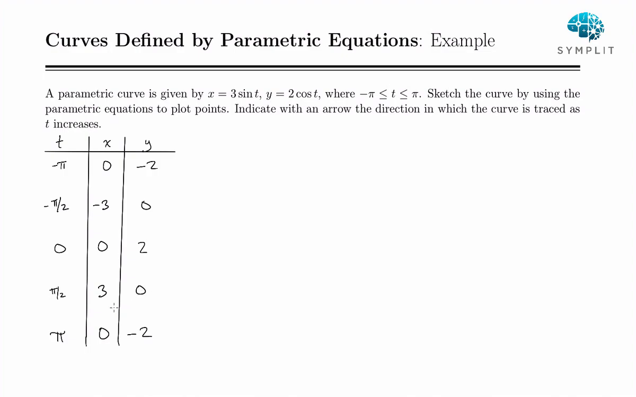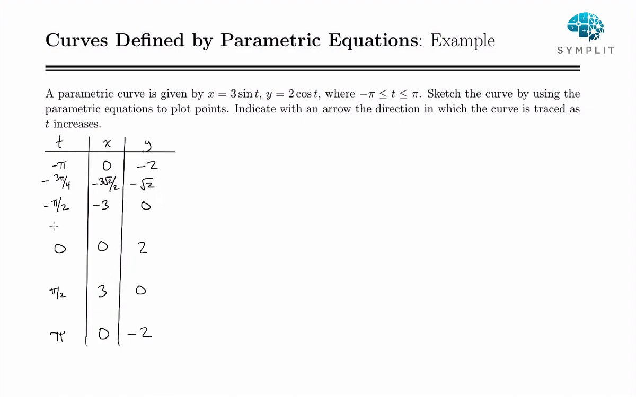All right, let's just do the midpoints between here, and that should be enough for us. So we'll do negative 3 pi over 4. Sine of negative 3 pi over 4 is negative root 2 over 2 times 3, which is negative 3 root 2 over 2. And then cosine of negative 3 pi over 4 is also negative root 2 over 2. So multiplied by 2, it's just negative root 2.